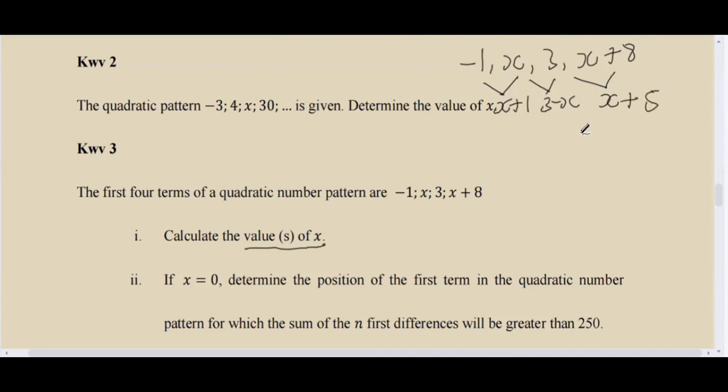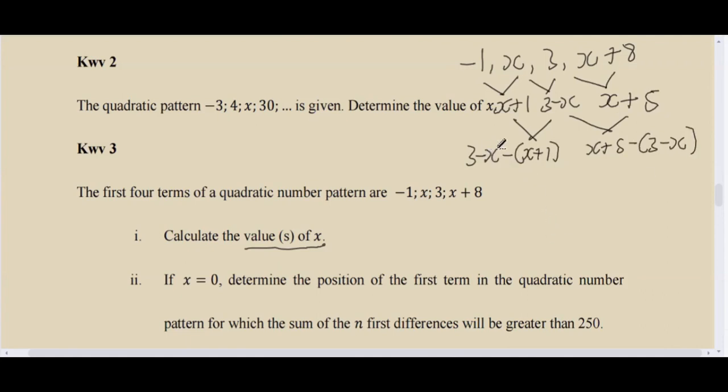Then remember, this is the first difference. So we still need the second difference because this is a quadratic number pattern, right? So to find the second difference, we need to say 3 minus x minus the whole expression x plus 1, right? And then here we need to say x plus 5 minus the whole expression 3 minus x, right?